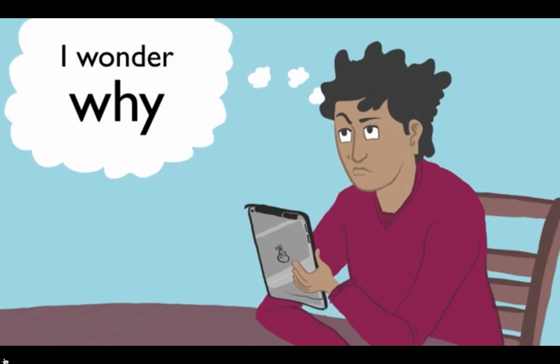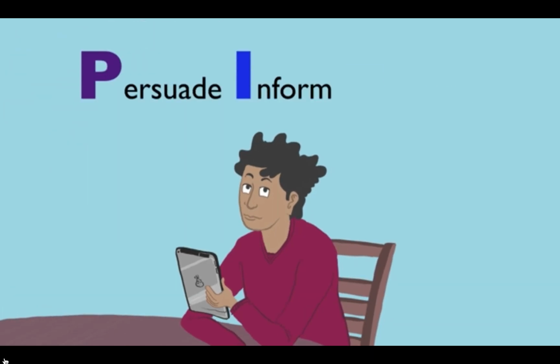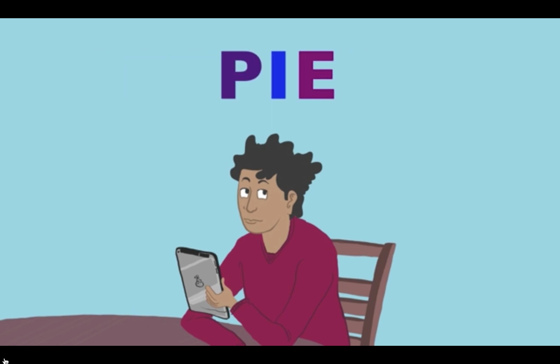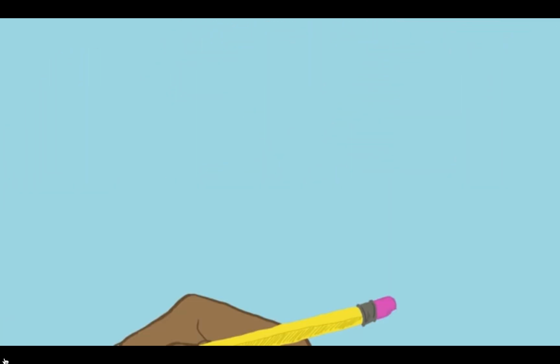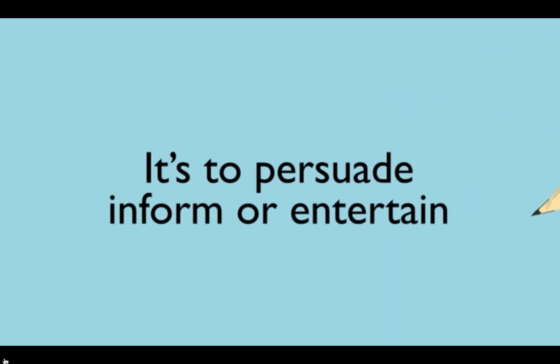Authors write, yeah, I wonder why. It's to persuade, inform, or entertain. That's PIE. Yeah, every time I write a refrain, it's to persuade, inform, or entertain.